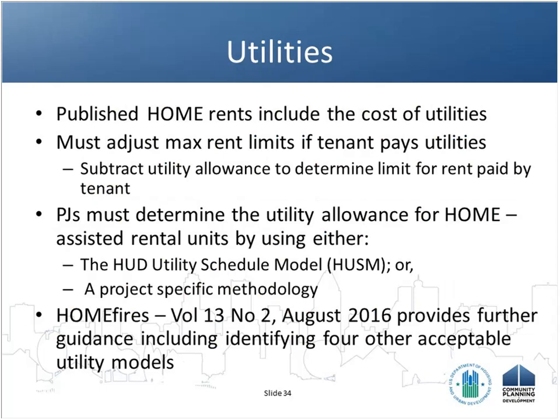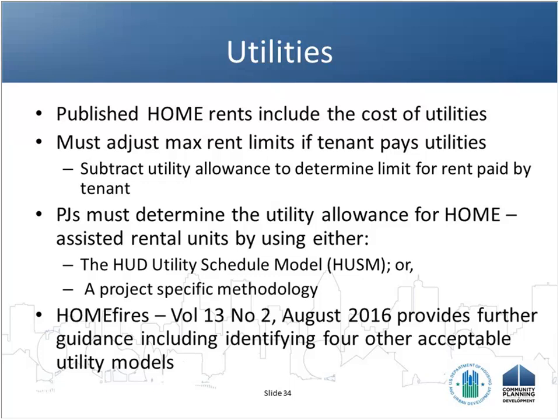So let's switch gears and talk a little bit about utilities. We know that's part of our calculation on figuring out what that lease rent is actually going to be for that tenant. So when HUD publishes our HOME rents, we know that that includes any tenant-paid utilities. And so you're going to have to be able to project what those tenant-paid utilities will be and back those out, or subtract them out, to determine that lease rent.